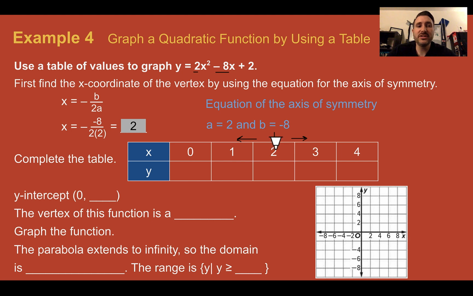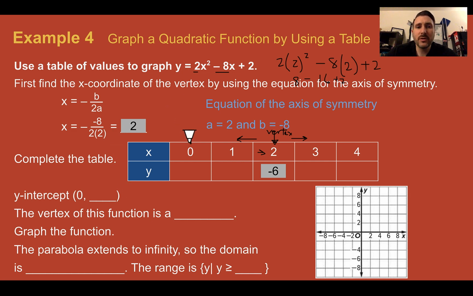So first, let's find our vertex. If we plug in 2 now, what are we going to come out with? So 2 times 2 to the second power minus 8 times 2 plus 2. X1 is first, so 2 squared is 4, times 2 is 8, minus 8 times 2 is 16, plus 2. 8 minus 16 is negative 8, plus 2 is negative 6. So this here is your vertex, and this is your axis of symmetry.